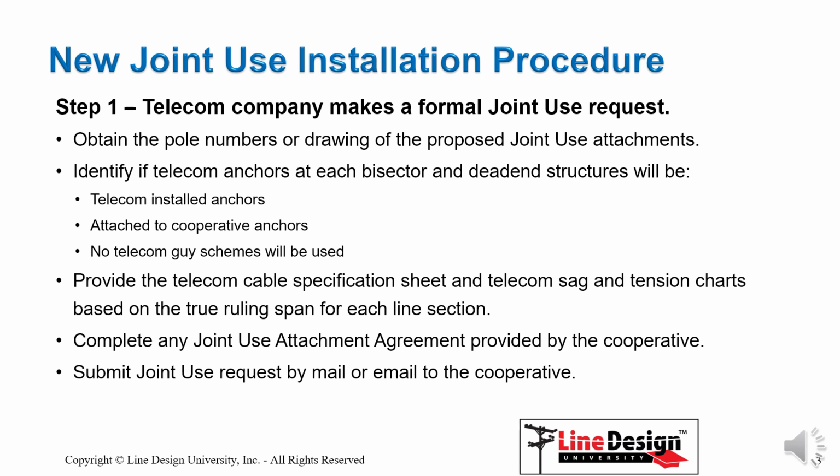This entails identifying if the telecom company will install their own anchors, attach to cooperative-owned anchors, or will not install an anchor. The telecom company then needs to include the telecom cable specification sheet, along with the sag and tension chart based on the true ruling span for each telecom line section. A joint-use agreement will need to be completed, if required by the cooperative, then all this information needs to be submitted to the cooperative.